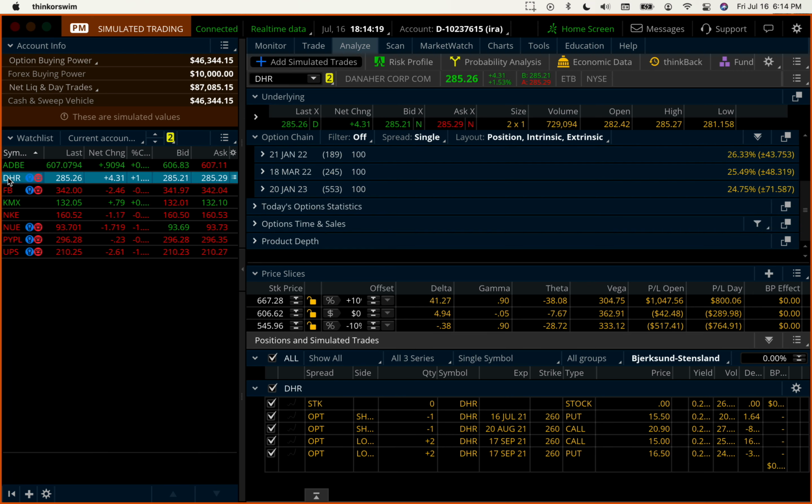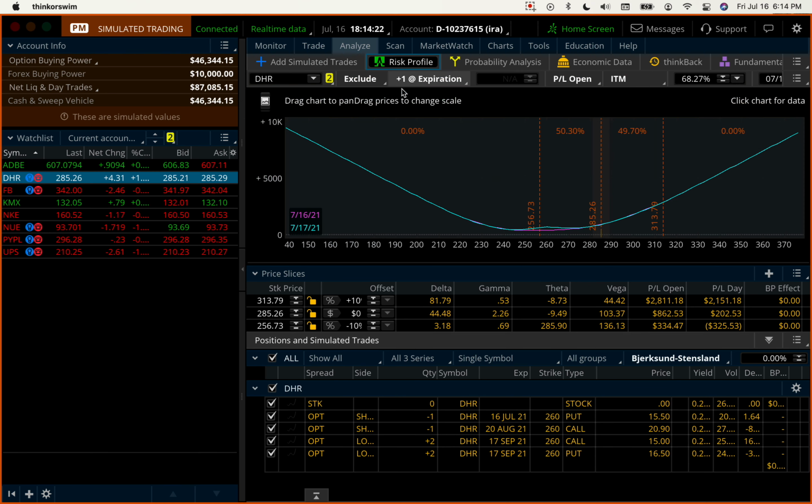Let's go to DHR and take a quick look. Risk graph. Now we have the August calls here. I switched them last week to August, but I have these expiring 260 calls, and the stock is trading at 285. So these calls are going to expire worthless in a matter of hours. So I could simply add the short puts with the August expiration and leave that to expire worthless in just a matter of a couple of hours.